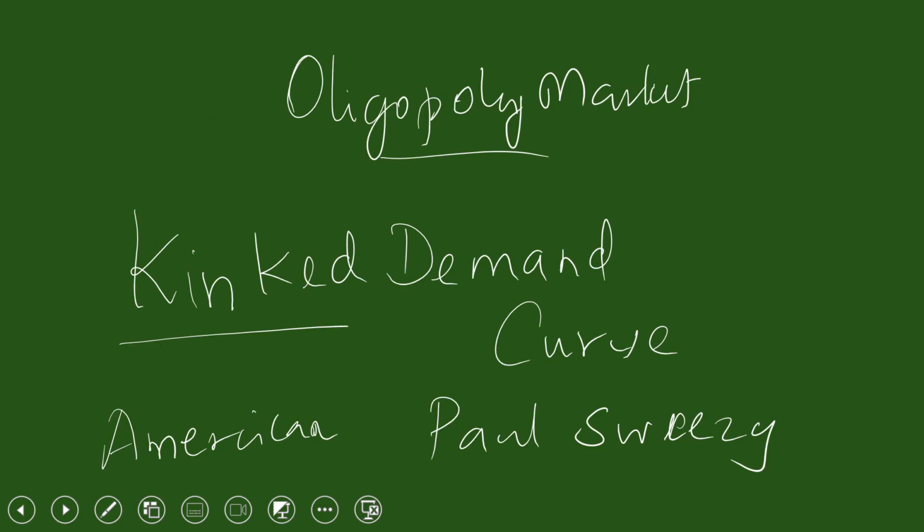An oligopoly market is a market where we have very few firms and they have their own competitors, and there we have the kinked demand curve. The kinked demand curve was introduced by the American economist Paul Sweezy. So first of all, what is the meaning of kinked demand curve?